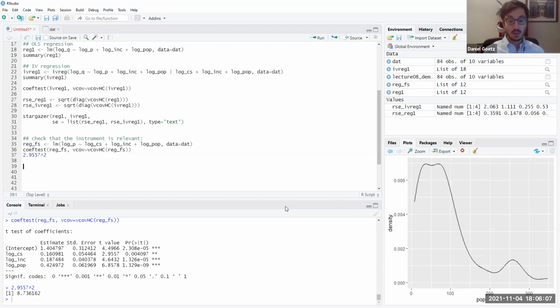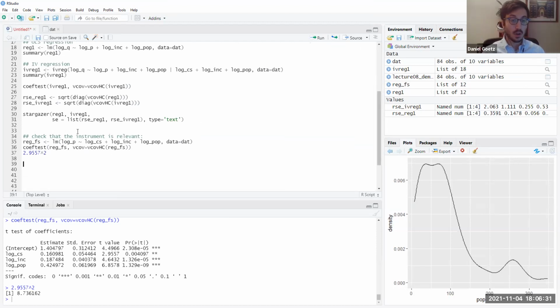So I don't expect that you guys will be able to find an instrument if you're doing your group project. And in general, finding these things can be quite hard. But this is definitely something to keep in mind for the demand curve situation, where it's extremely relevant and it should be fairly straightforward to find a cost shifter, especially if you're working for a firm and you can observe their balance sheet and their costs. Perfect. So that's it for IV.